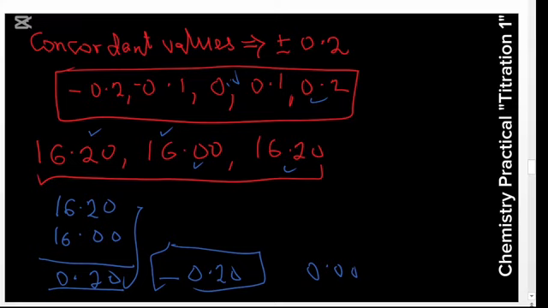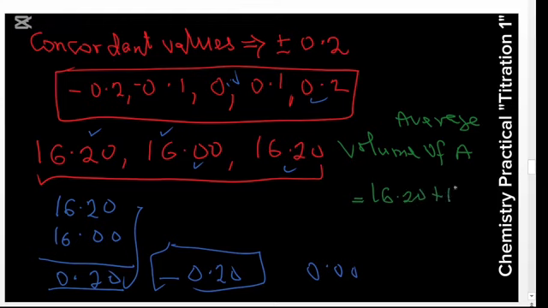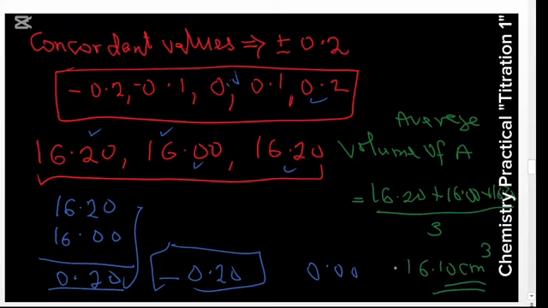So to get the average volume of acid used, you are going to add the 3 and divide them by 3. So it means that the volume of acid, that is average volume now, is going to give you the summation of the 3, 16.20 plus 16.00 plus 16.20, everything divided by 3. Okay, so at the end you are going to get what? I guess 16.10 cm cube. So this is going to be the value of acid, or the average volume of acid used. Okay, is it clear?